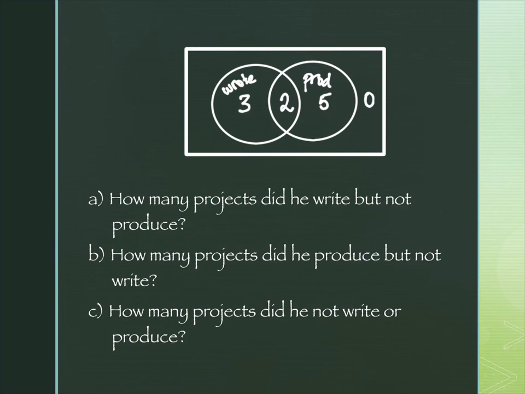Okay, so here's my diagram. According to my diagram then, how many projects did Joe Long write but he did not produce? 3. Produce but not write? 5. And then neither write nor produce? 0. So the questions themselves are really quick and easy to answer after we've done the work of creating the diagram.